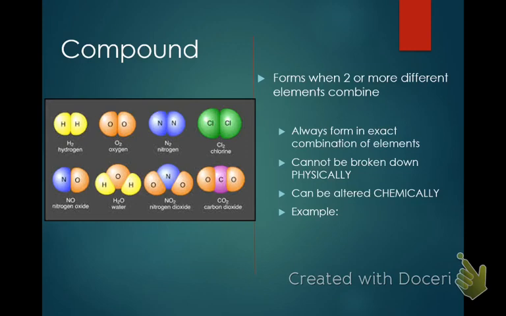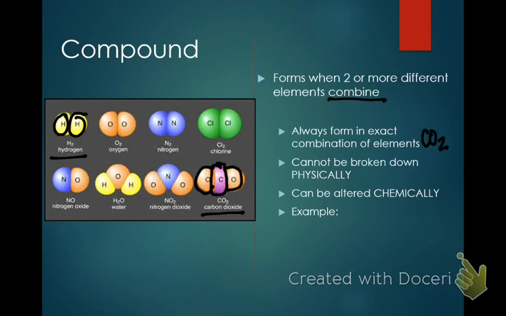So a compound. A compound is when two or more elements combine together. Okay, so here we can see there's 2 hydrogen atoms. So that becomes hydrogen gas, which is H2. Carbon dioxide is another example. There's an oxygen and a carbon. So that's 3 atoms that have come together to make carbon dioxide. Okay, so they always form in the exact combination of elements. For example, carbon dioxide is always CO2. Okay, if you have CO3, that's something else. So it always is in the exact combination of elements.